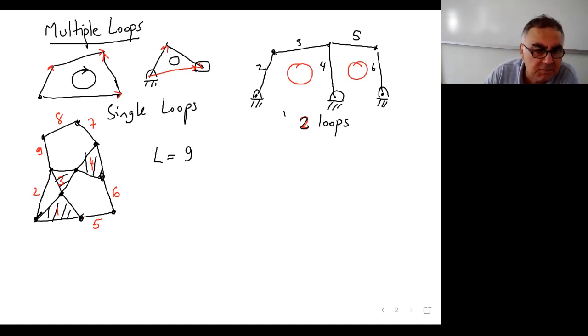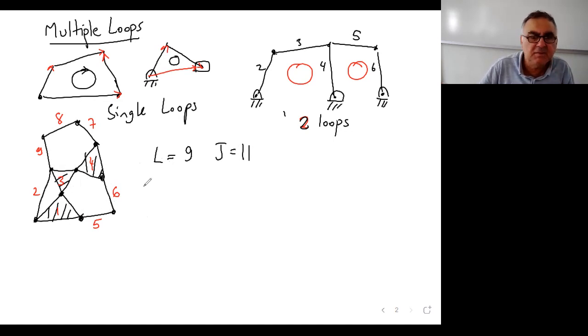Number of joints, we can count them. Let's say that they are all revolute. 1, 2, 3, 4, 5, 6, 7, 8, 9, 10, 11, right? J is 11 here, number of joints. Here you have a multiple joint, so you have 2 revolute joints here. Otherwise, they are all simple.